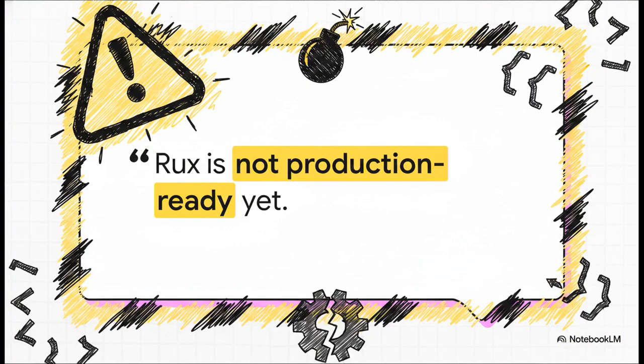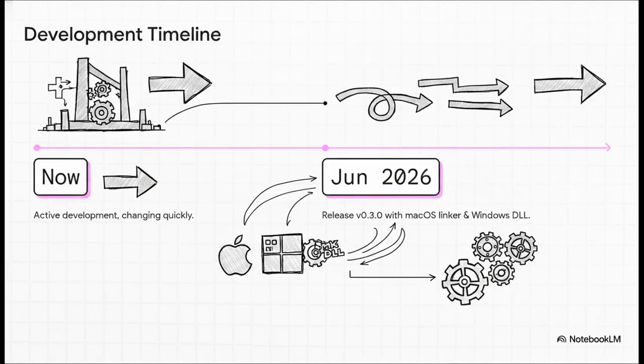Let's be totally real for a second and look right at the source. This quote, directly from the official Rux documentation, serves as a massive, flashing warning sign. It clearly states, Rux is not production ready yet. It is highly experimental right now. Syntax, APIs, tooling, they are all prone to rapid, breaking changes. But even though it's not mature yet, the project is moving ridiculously fast.